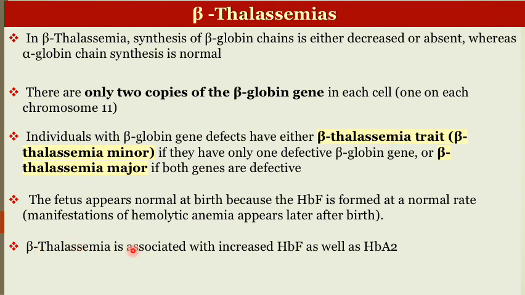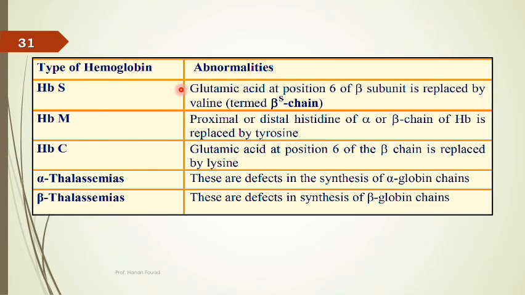Beta thalassemia is associated with increased level of hemoglobin F. Hemoglobin F will remain increased in the blood of the baby even after 6 months because he does not have hemoglobin A. There is a defect in the beta globin gene, and they have a high level of hemoglobin A2 because in A2 we have 2 alpha chains and 2 delta chains. You are going to memorize this table.